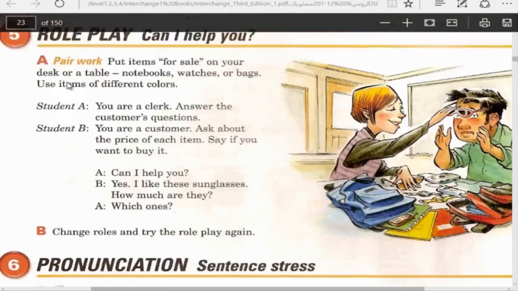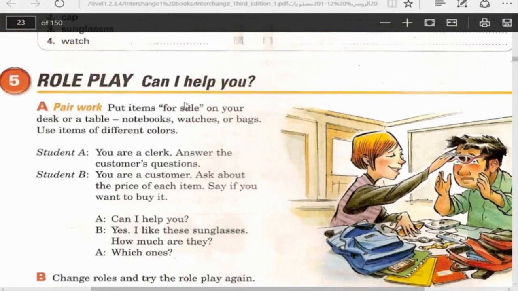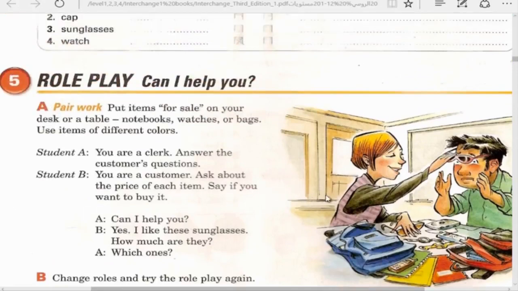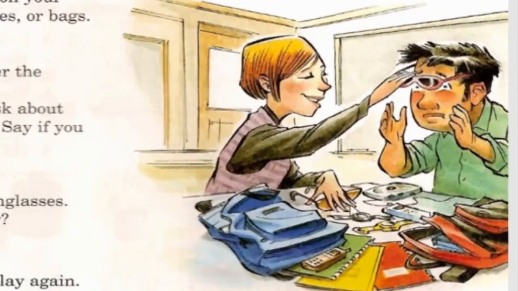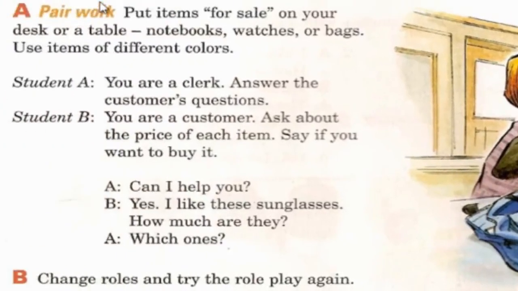Exercise number 5. Role play. Can I help you? Look at the picture here. Different things. Sunglasses, watches, mobile, box, backpack. Yes. Pair work. Put items for sale on your desk or table. Not box, watches, or bags. Use items of different colors.